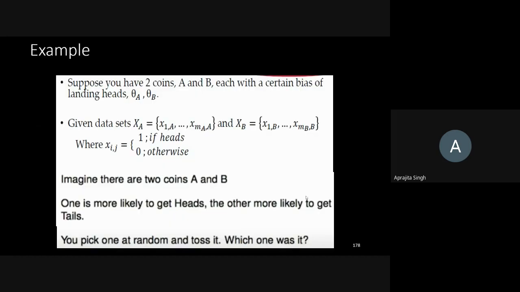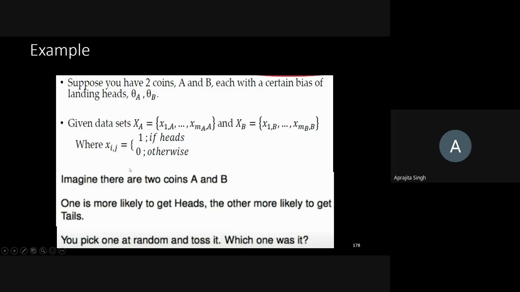So that is what semi-supervised classification is. Let's see an example over here. Suppose you have two coins, A and B, each with a certain bias of landing heads. So A and B have some bias, meaning it is not a fair coin. The probability of coin A landing head is theta A, and the probability of coin B landing head is theta B. So we are taking some initial probabilities of both the coins.